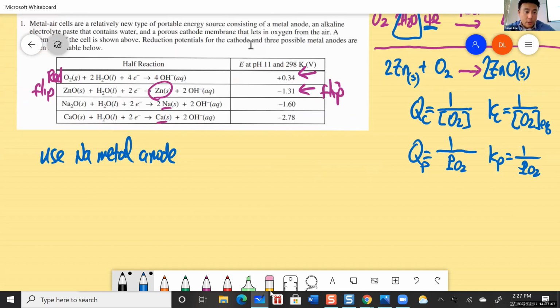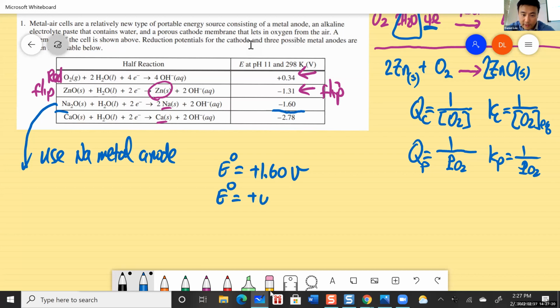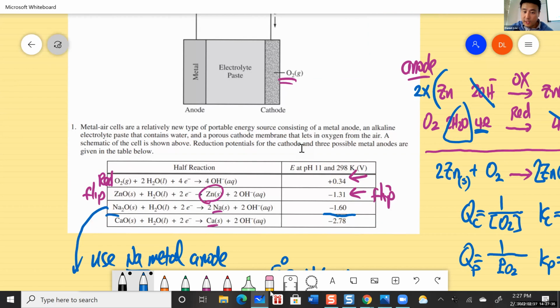If you use the sodium metal, then you got to flip this one. That means your oxidation will be positive 1.60 volts, and your reduction is still positive 0.34 volts. So your cell potential using sodium is 1.94 volts. So it looks like it's better, right? So you can do these kinds of analysis. That's what this is. They give you 3 possible metals, and we don't know which one to use, but we know for sure the reduction has to be the one involving oxygen.